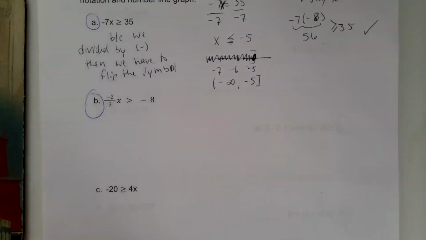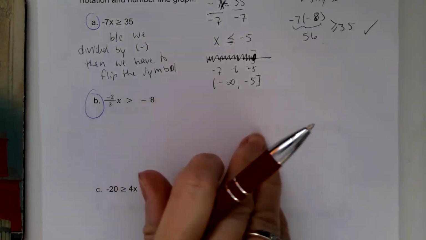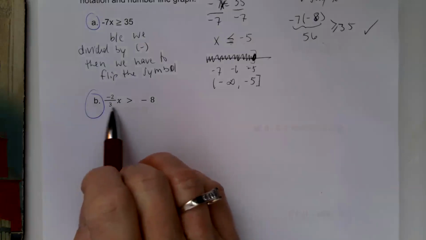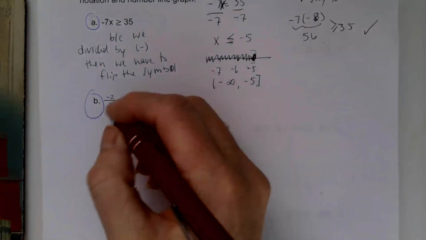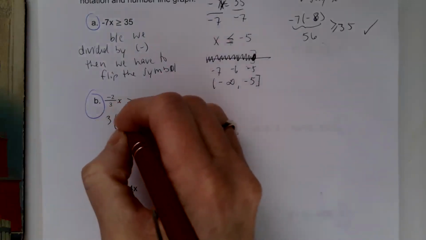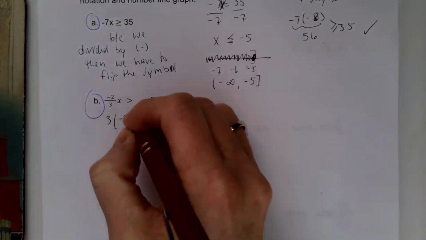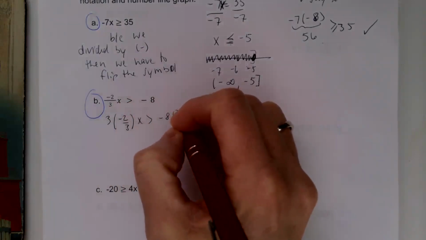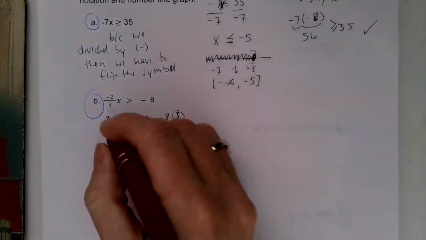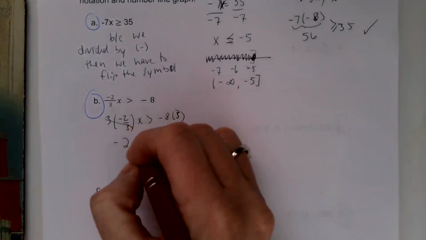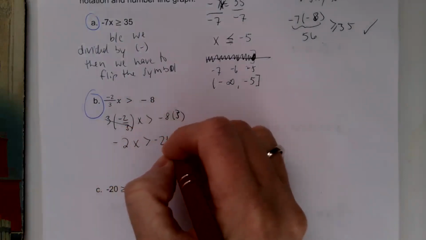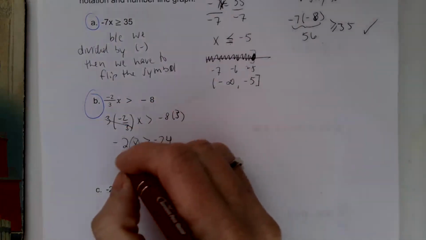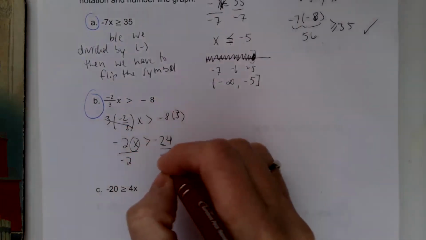Okay, letter B. I have a fraction, so we're going to go back to what we learned in the first couple of lessons of chapter 2, that I can multiply through by that denominator to eliminate my fractions. So I'm going to first multiply by that denominator. So I'm left with -2x is greater than -24.